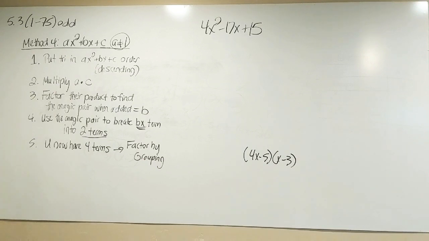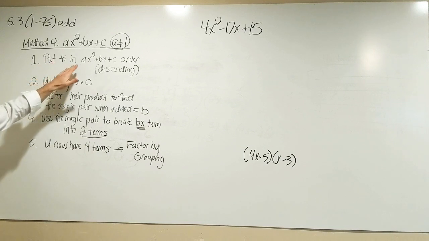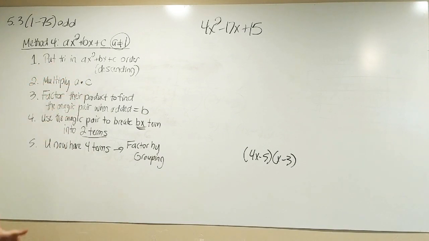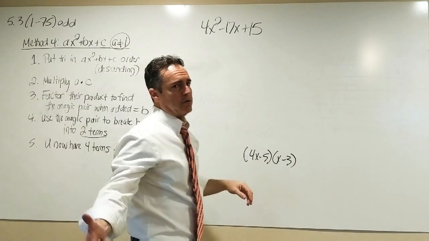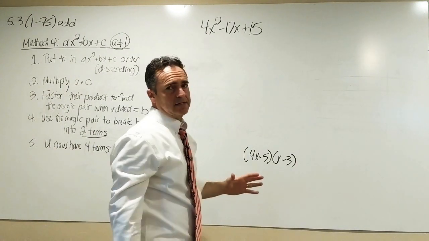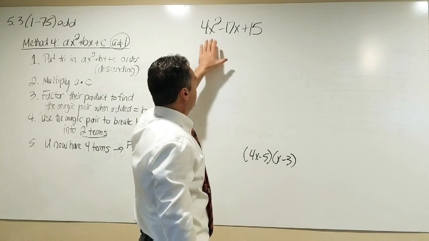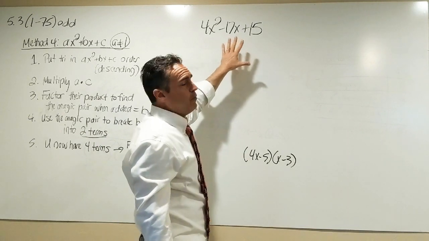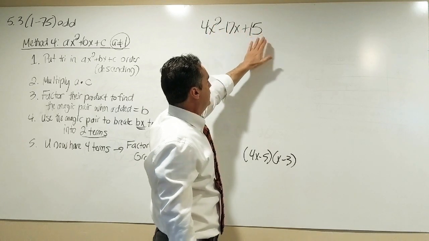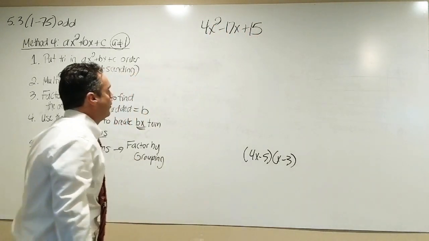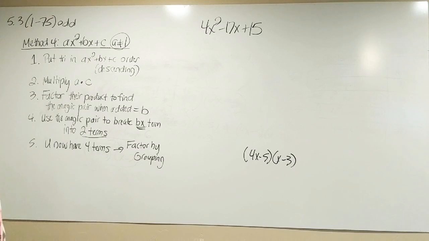Yes. All right, cool. So it says put the tri, meaning the trinomial, in ax squared plus bx plus c order, in other words, descending order. So I'll ask you, is this in descending order? Yes, it is. Jordan says yes. And the reason it's in descending order is because you have degree 2, degree 1, and degree 0, because there is no variable there. And so step number 1 is taken care of.